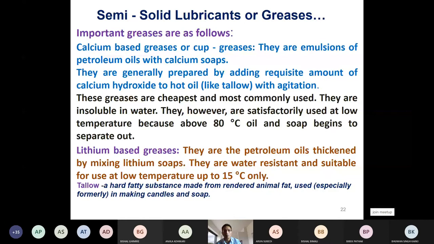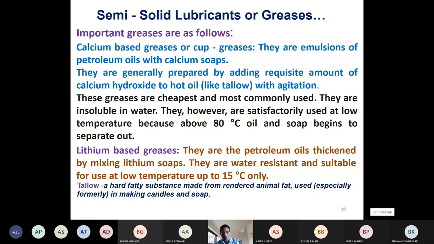They are insoluble in water. They are, however, specifically used at low temperature, because above 80 degrees Celsius the soap begins to separate out. They should be used below 80 degrees Celsius, not above. Why? Lithium-based grease is petroleum oil thickened by mixing lithium soap. They are water resistant and suitable for use at temperatures up to 150 degrees Celsius only.